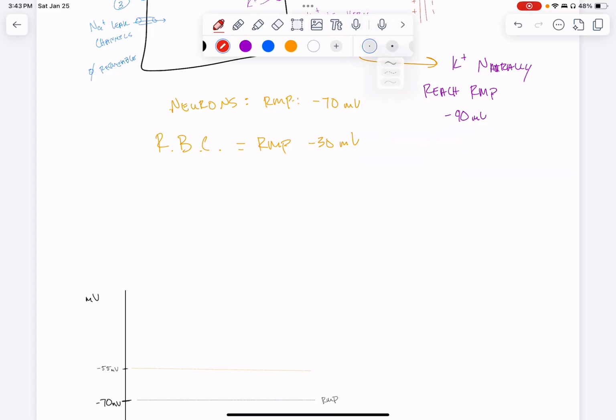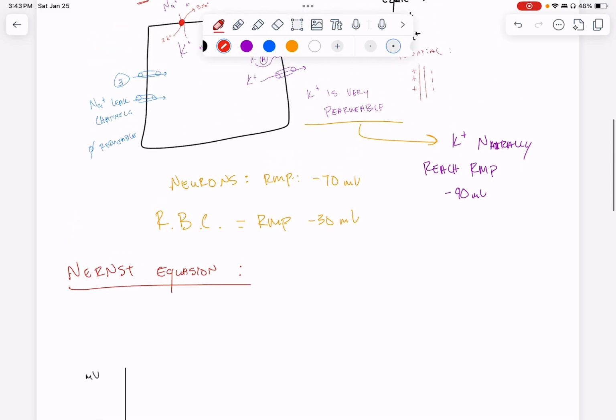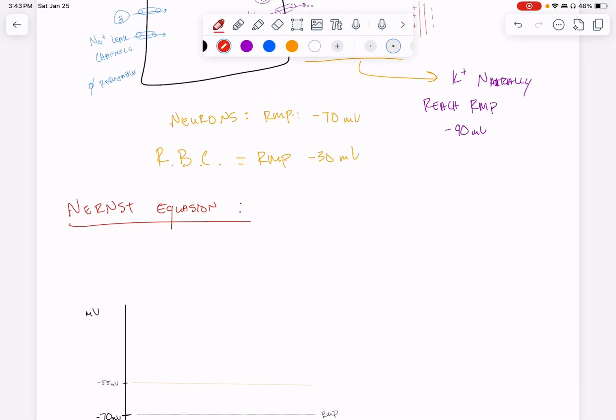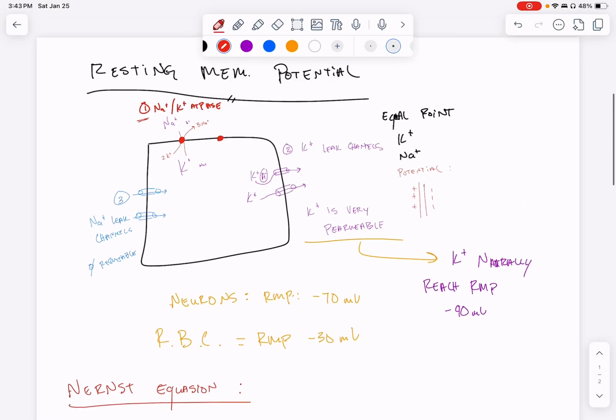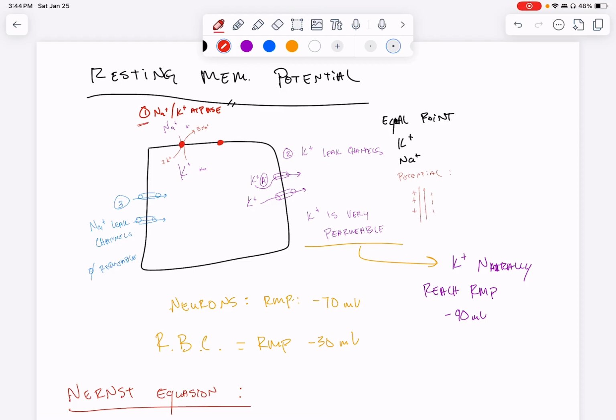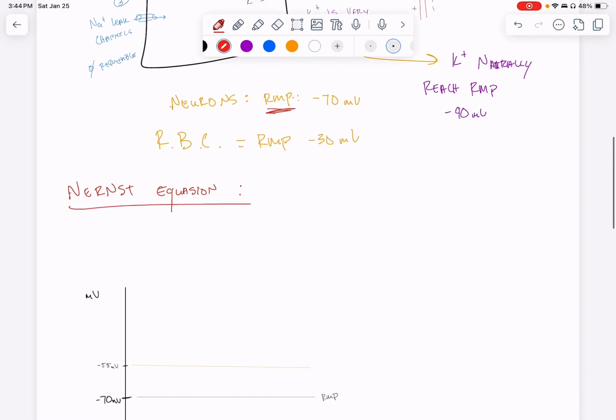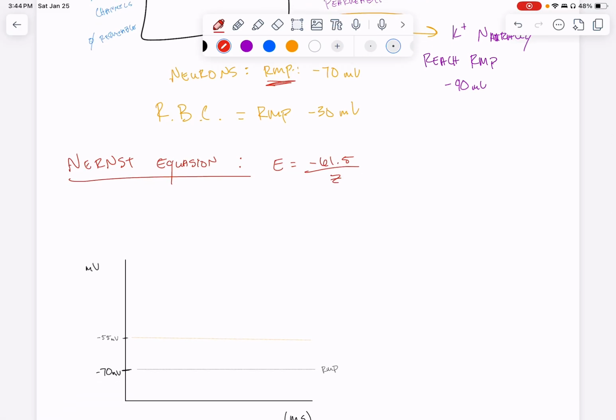Let's change this back. So the Nernst equation is an equation used to describe the movement of these ions across this membrane when we're trying to look at resting membrane potential. So the Nernst equation is E, which is basically the energy of the movement across the membrane, is equal to negative 61.5. And negative 61.5 is actually just a constant that you'd find in a table or a book somewhere, divided by Z.